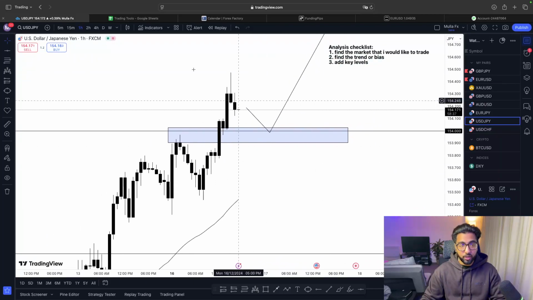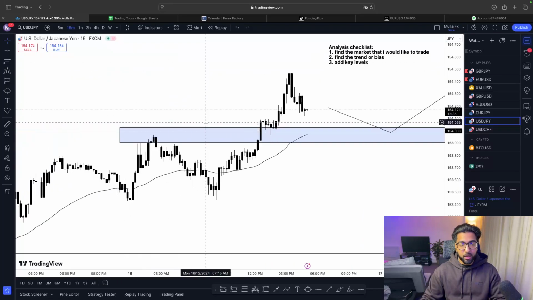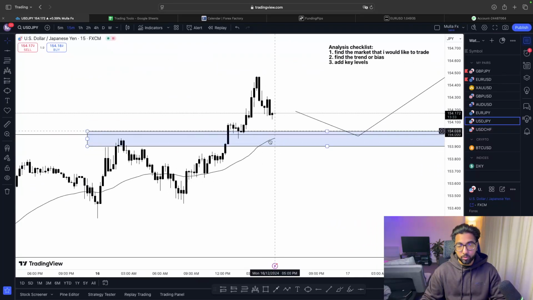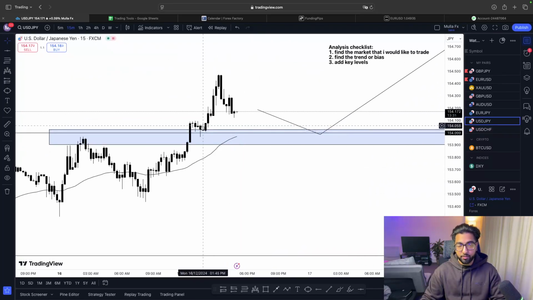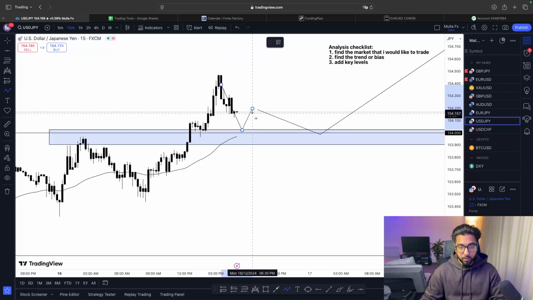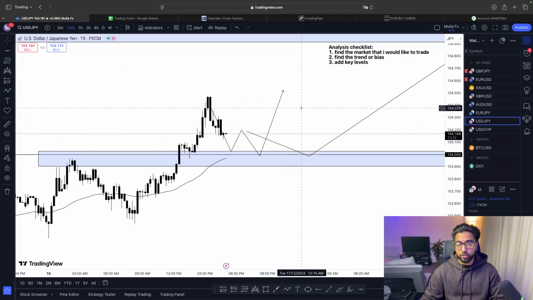Now what I'll do is I'll probably go on the 50-minute time frame and look for a certain movement. So for example, we might have a double bottom, right? Price could easily come down, create a double bottom, and then continue to go to the upside.